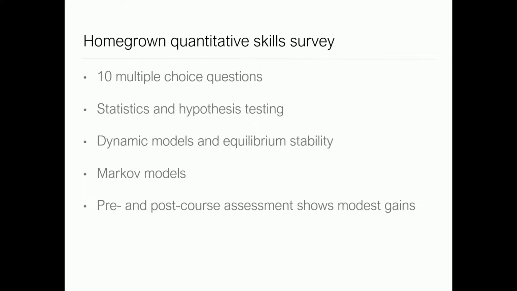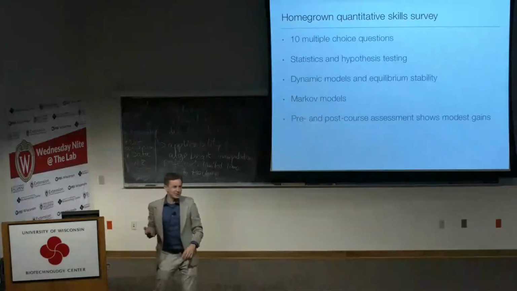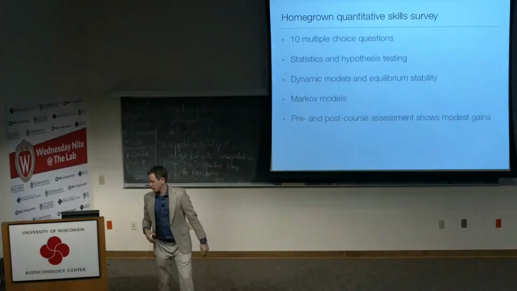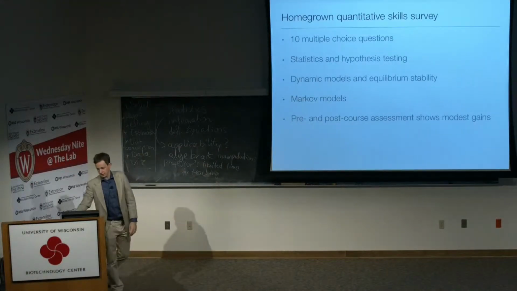So I developed my own homegrown quantitative skills survey with just 10 questions because I don't want to burden them with a bajillion surveys and questions. So I just said, all right, here's 10 questions. You need to complete this. You're not graded on this, but you need to take this survey before and after the course. There are only 10 multiple choice questions, and they cover most of the big ideas, like, do you understand what a p-value is? Can you interpret a Markov model diagram? These are some of the things that we cover in the class.